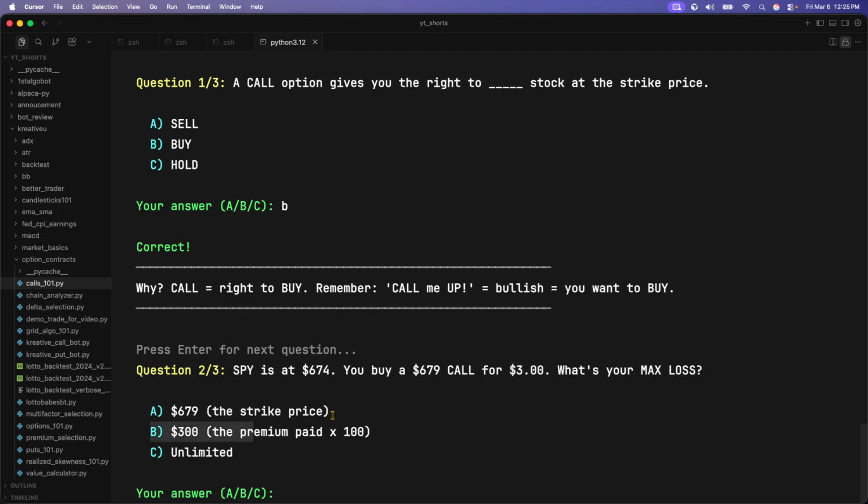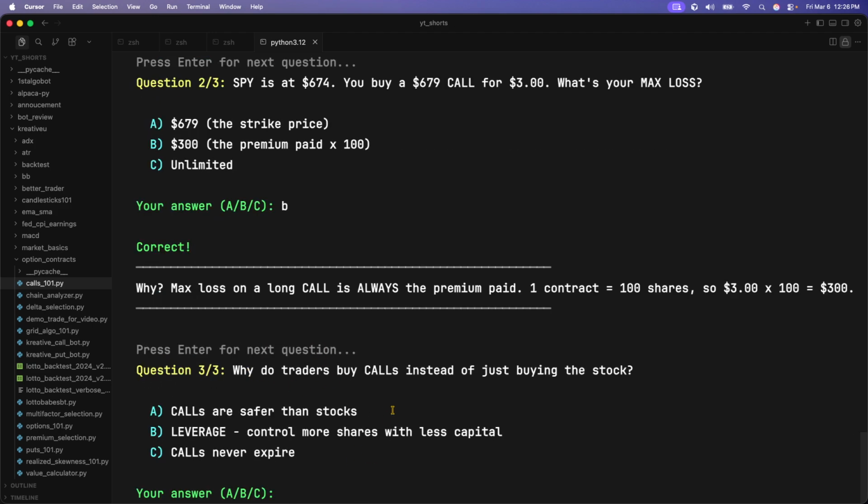$300, right? So it's not going to be the strike price, because that is the price that we're betting that SPY goes above, right? Because we're bullish on the market. So it's going to be our premium paid, which is the 300. It's not going to be unlimited. That would be crazy. There are some instances where it's unlimited, but that's when we're talking about shorting stocks. We're just keeping it super basic. We're talking about long calls, because we're bullish on the market, right? So we are going to put B here.